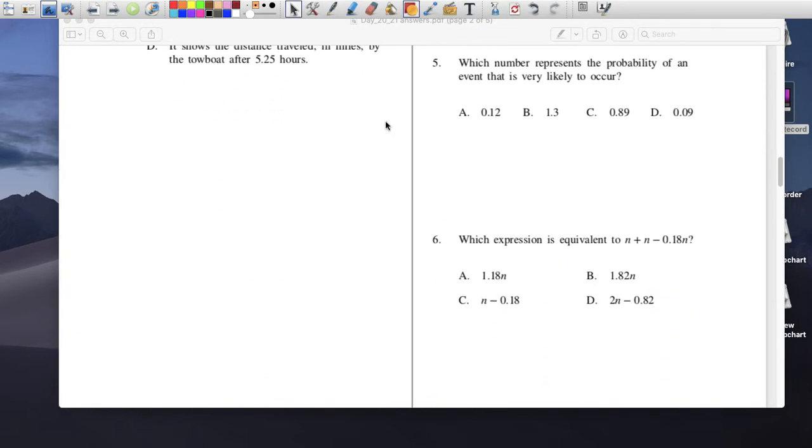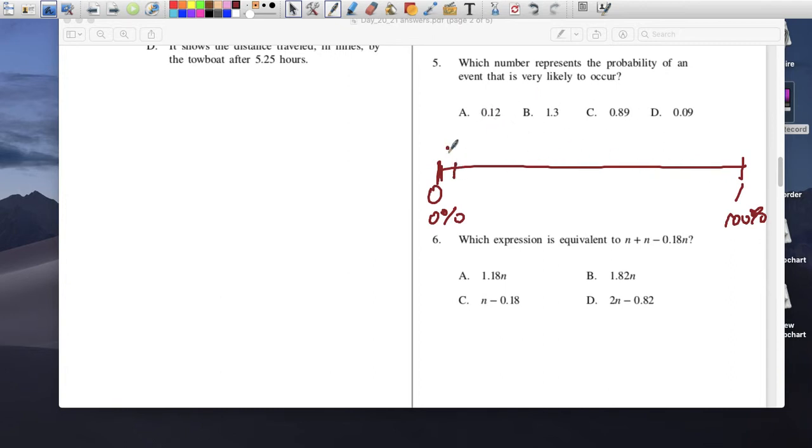5. Which number represents the probability of an event that's likely to occur? Okay, remember, I think I chose this for one of your days. So again, 0 is impossible, and 1 is certain, for sure to happen. Or this is 100%, and this is 0%. So we can put these numbers on a number line.